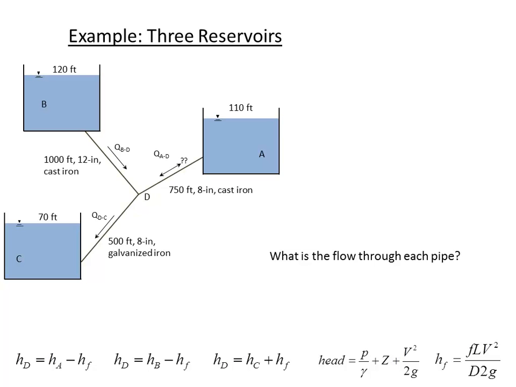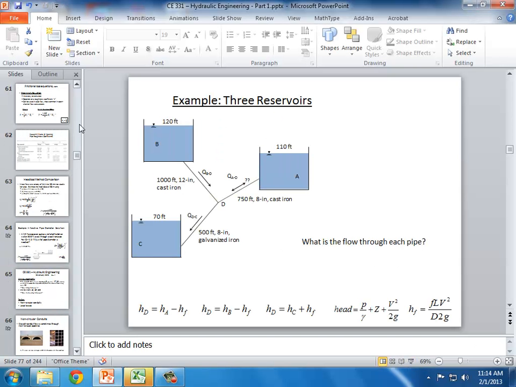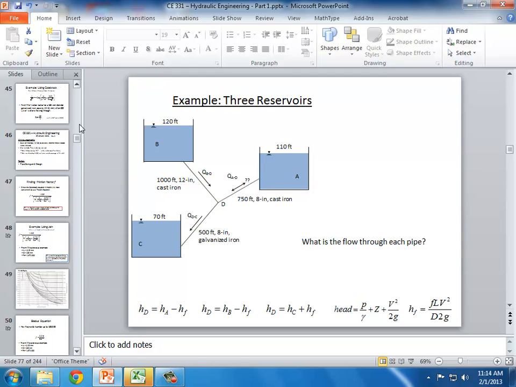So just as some preliminaries, let's gather some info and put it on the board. We've got cast iron. One of the pipes is 12 inches, and the other pipe is 8 inches. And then we've got galvanized iron. Okay, let's go to the values of equivalent sand roughness and see if we can track that down.